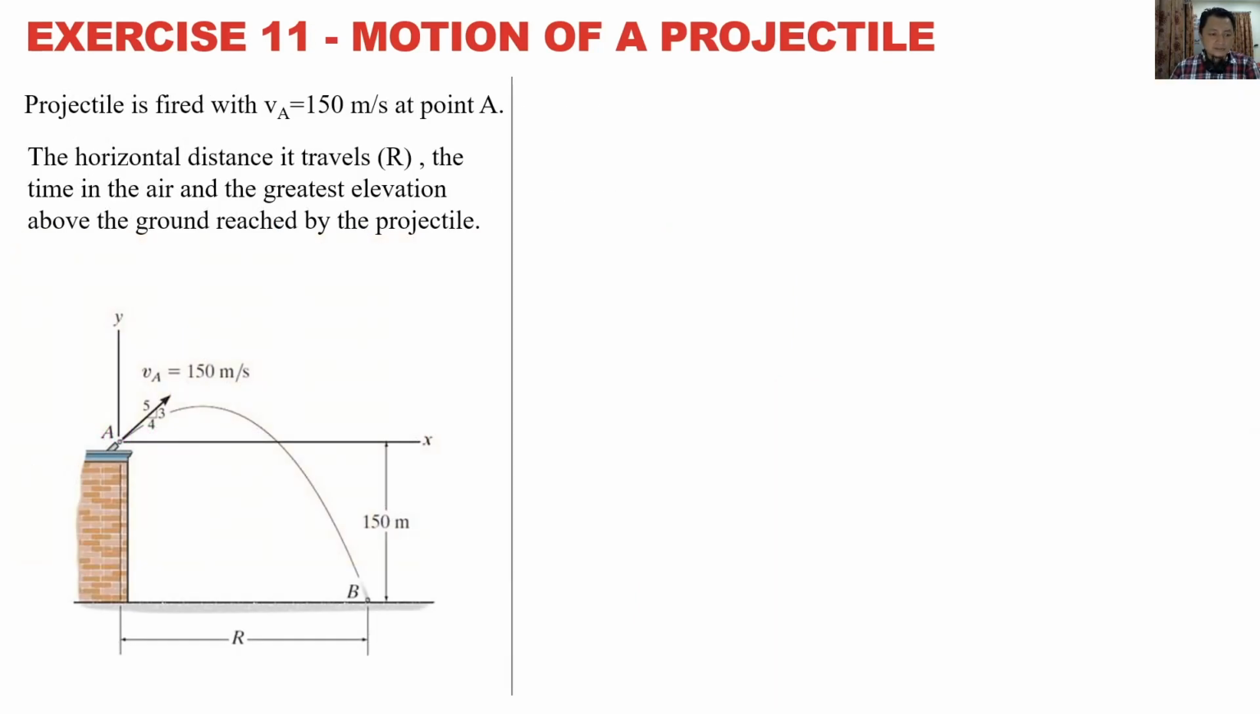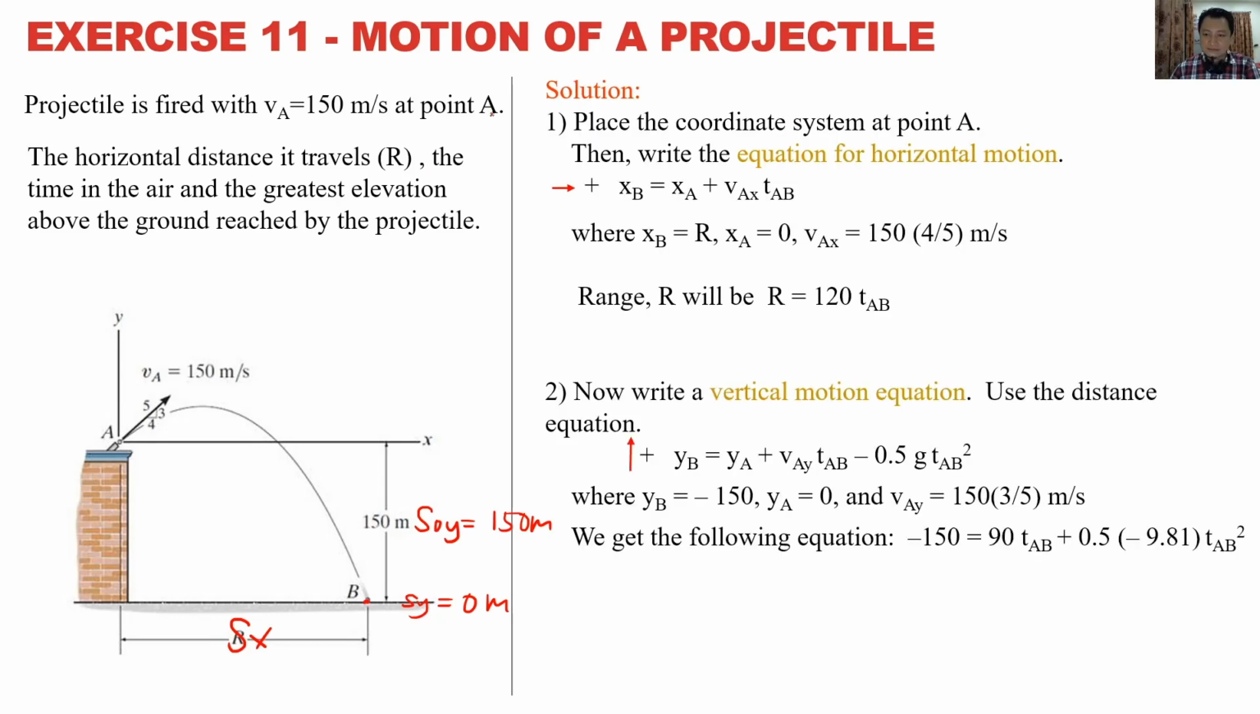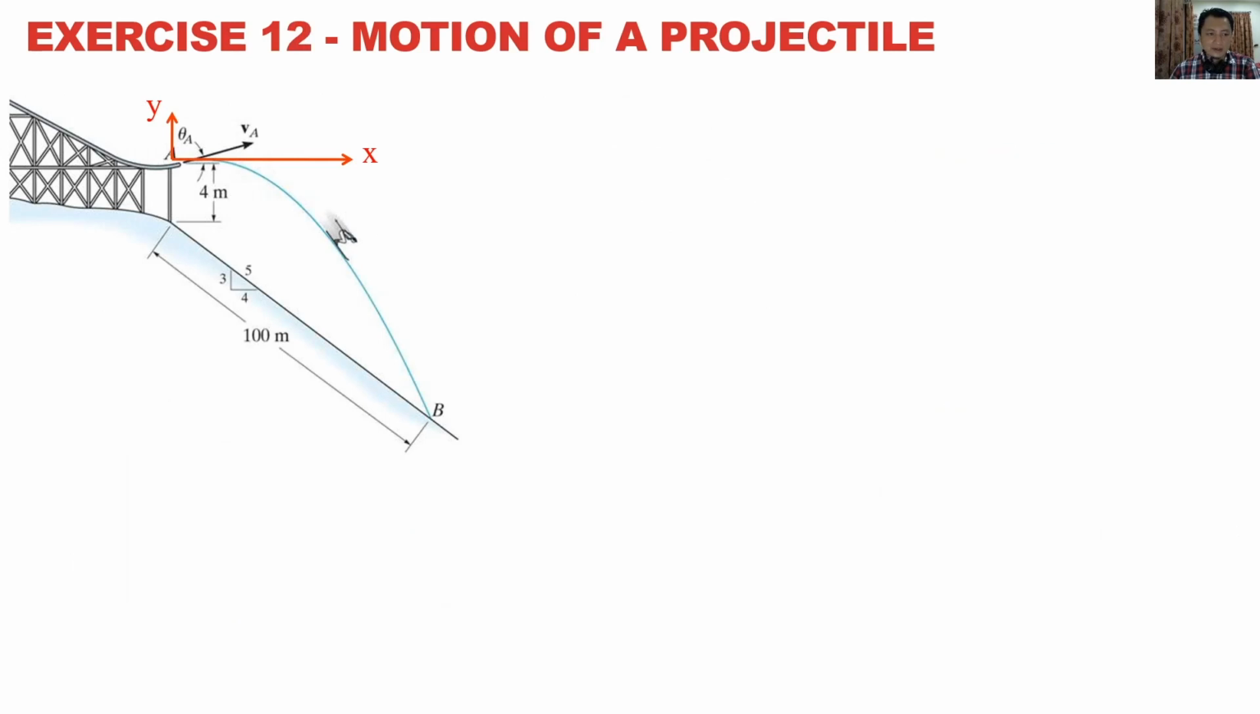This one looks pretty simple. There's nothing weird here. This is Sx, final. This is S not Y. This one is Sy. Sy is on the floor. Sy is equal to 0, final. S not Y is equivalent to 150 meter. This one 0 meter. Yeah, you can do this one. Clearly you can do it.